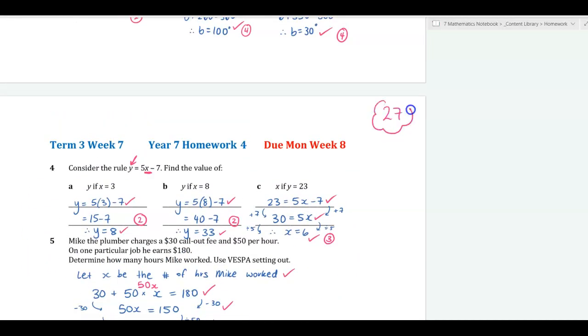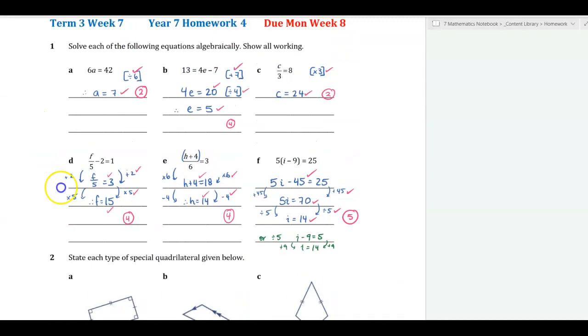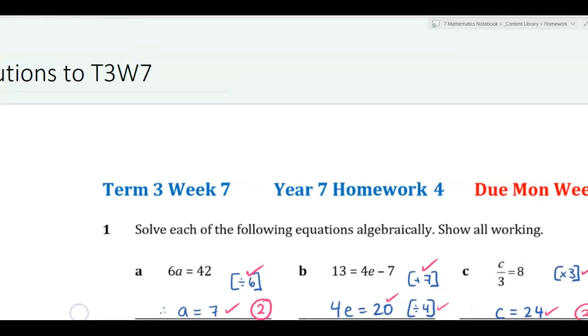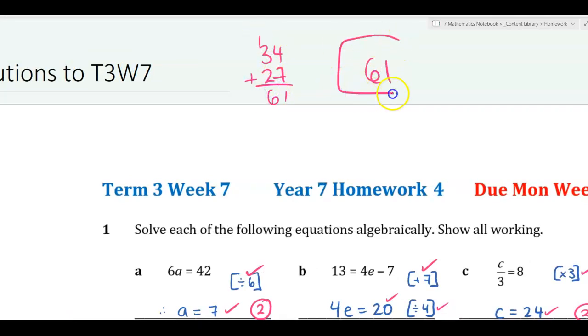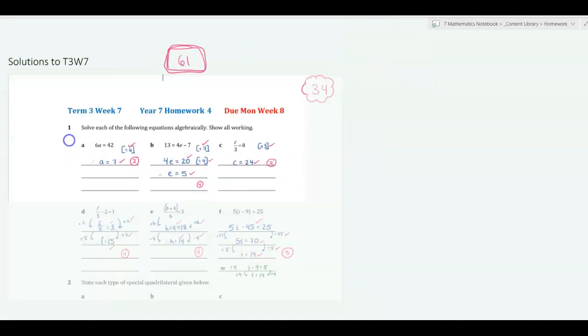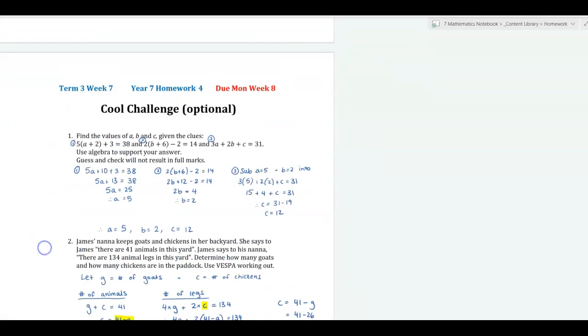Okay, so the second page was out of 2, 4, 6, 8, 10, 12, 15, 20, 24, 27 for page 2. 27 for page 2 and 34 for page 1. So we get 61 is our grand total. 34 plus 27.